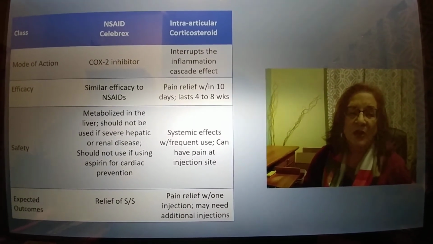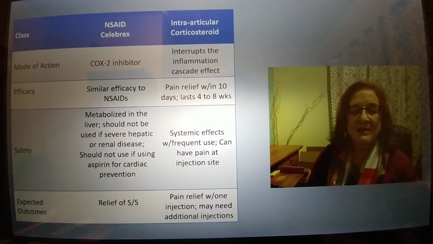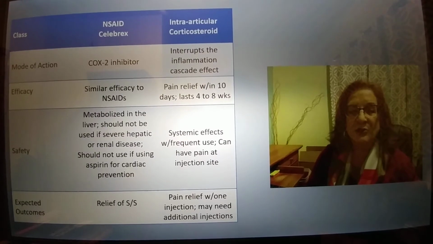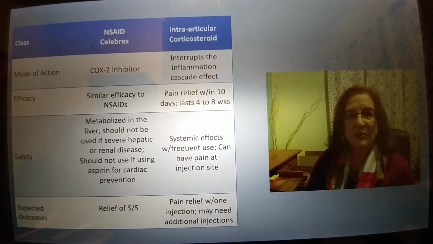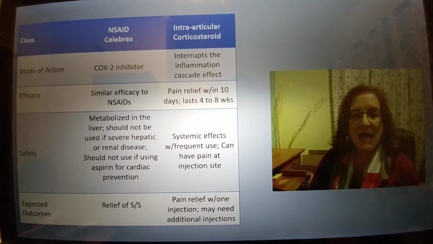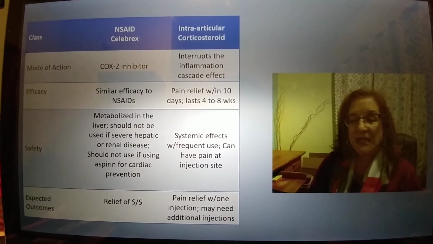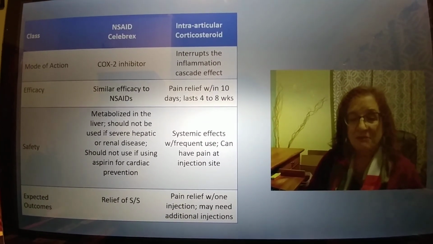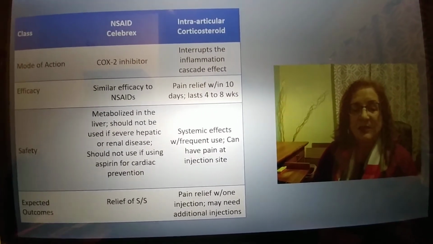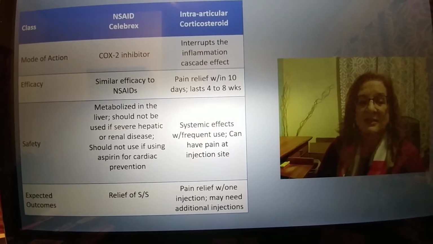With the corticosteroids, systemic effects can be found with frequent use. So it's recommended that the patient not have an injection any sooner than 3 months after the previous one. They can also have quite a bit of pain at the injection site.